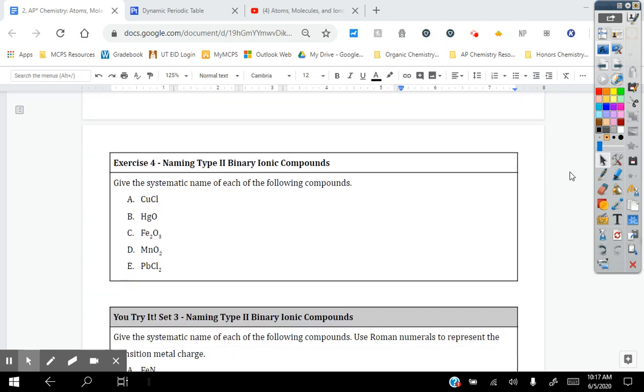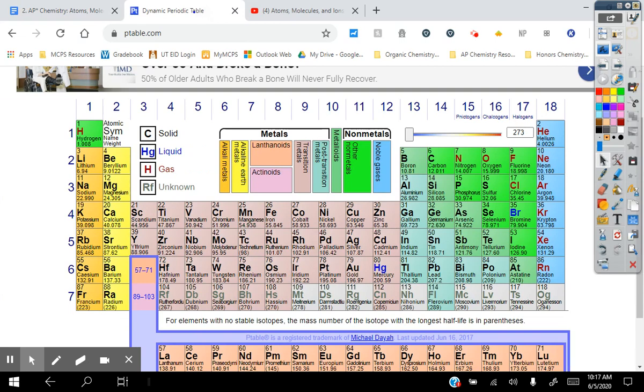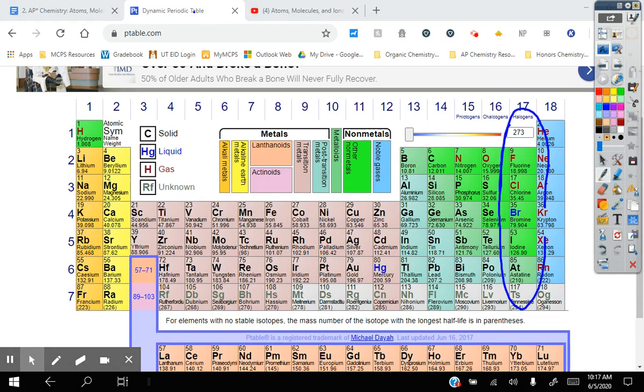Let's go on to some type 2. These are ones where we need to use the Roman numerals. So how do we figure out the Roman numerals when we're given a formula? Well, first you need to figure out the charge of the anion, so the second element. So in CuCl, I see that Cl is my anion. That is in this column here. As we said before, anything in that column has a 1- charge.